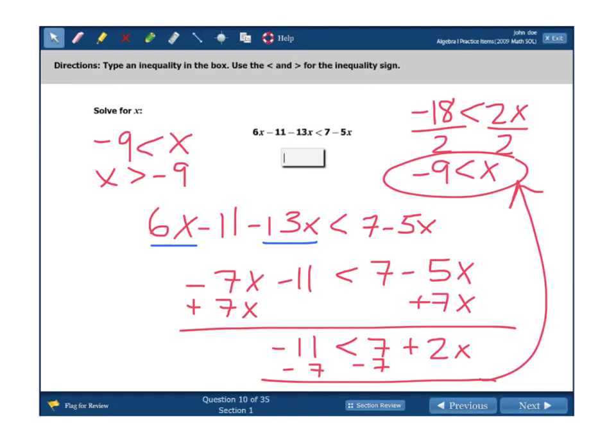Okay, so that's it, guys. That's all you have to do for that. So you would type this in, one of these two answers. I think there are even more acceptable answers, and we will talk about that with the Practice SOL in class.